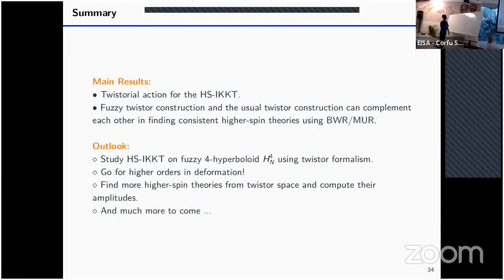So to summarize, the main result in our work with Harold is that we were able to obtain a twistor action for the higher spin IKKT. And the fuzzy twistor construction and the usual twistor construction can complement each other in finding consistent higher spin theory using either the balanced wave representation or the maximally unbalanced wave representations. So for future work, we are studying the higher spin IKKT on the fuzzy four-hyperboloid using twistor formalism as before. And we're also looking for higher order deformations.